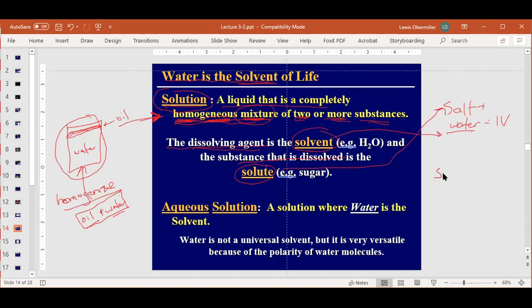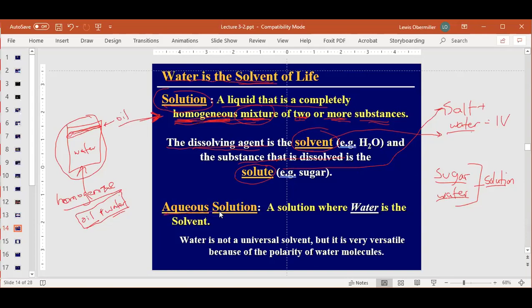What if we're making sugar water? What's the solvent? The water. Good. What's the solute? Sugar. Together we call this a homogeneous mixture. I mean a solution. Right, which is defined as a solution. All right.